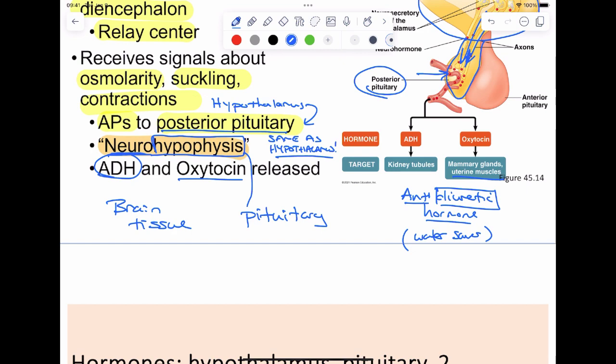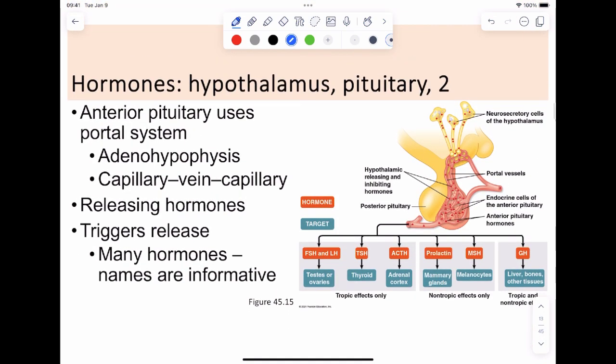So this is the easy side. Let's go to the harder side. The other portion, the front side, is given the fancy name of the adenohypophysis. Adeno, or adeno is more appropriate, but it just sounds weird. It's called the adenohypophysis. Adeno means gland.